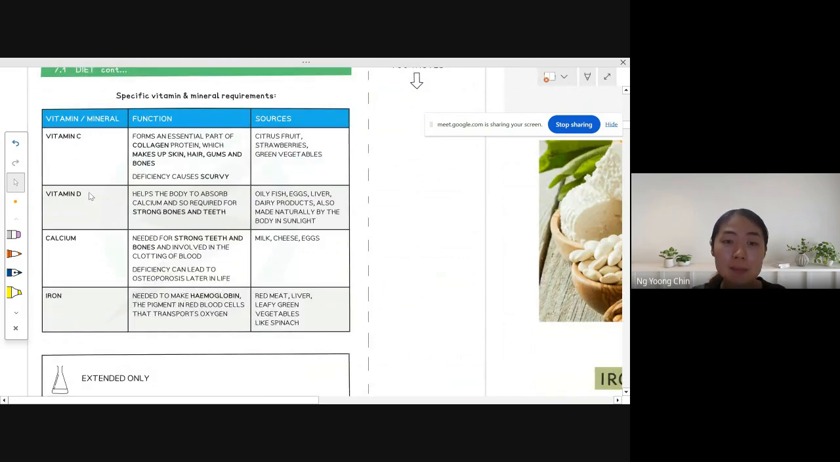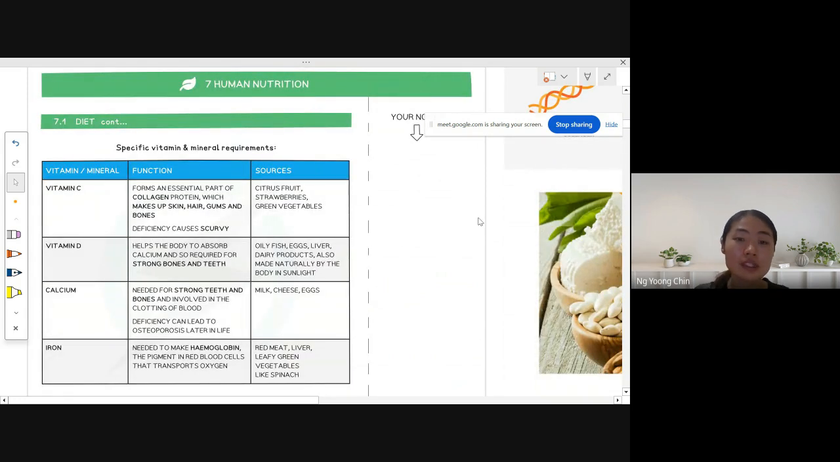The vitamins are actually comprised of a few vitamins, including vitamin A, vitamin B, C, D. But generally we need to know about vitamin C and vitamin D. Vitamin C usually comes from fruits, especially citrus fruits such as orange and lemon, which are fruits that give us a sour taste.